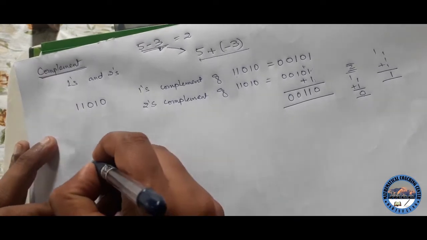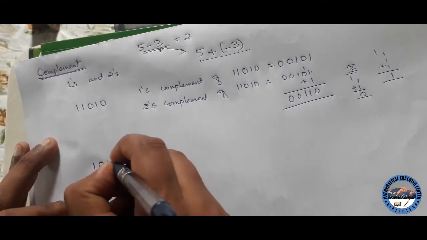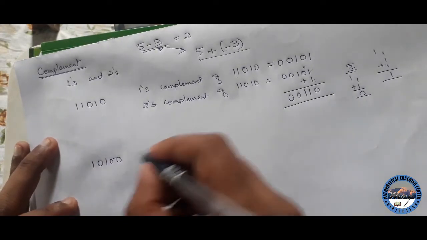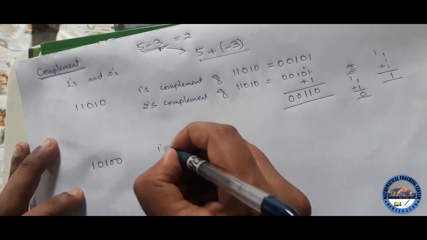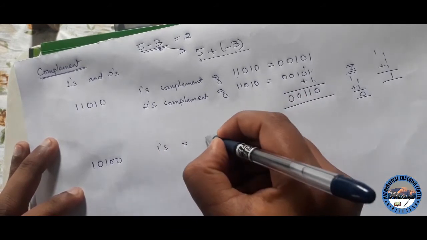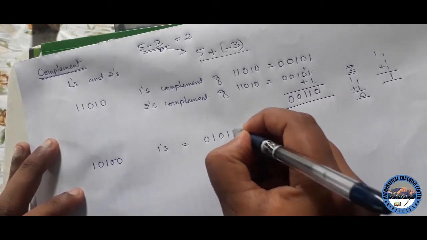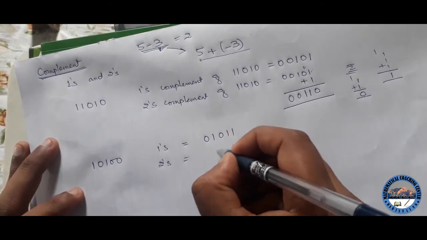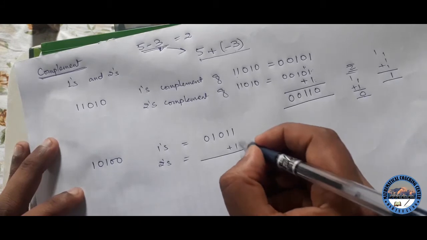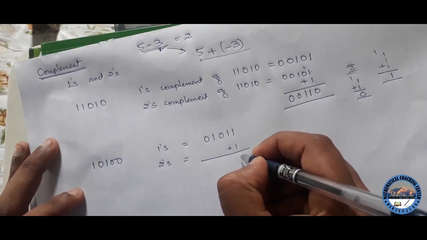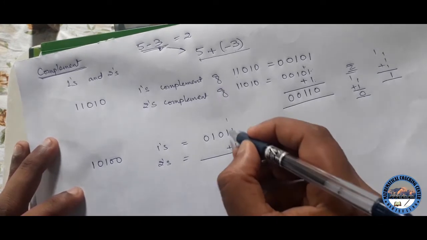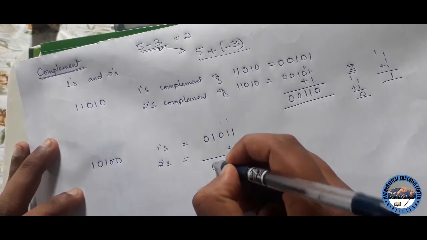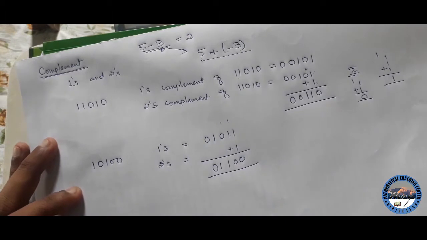So simple. Now in another case, 10100. Let's try this one. Ones complement will be 01011. So simple. Twos complement will be this plus 1. Let's find out directly. 1 plus 1 is 0, 1 plus 1 is 0, carry 1, 1, 1, 0. Right? So this is the twos complement.